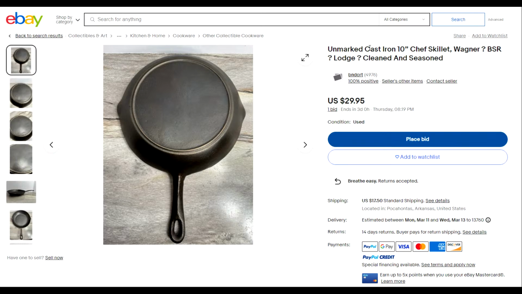The seller apparently is not aware of that, and so he's obviously putting the big keywords in. Wagner. Interesting that BSR is now an eBay keyword. Cleaned and seasoned. It's got a bid of $30 on it. $17.50 with shipping, meaning that the absolute minimum you would be paying for this would be about $45. So, still too rich for my blood, I'm afraid. Yeah, he's asking a stupid price for a square.